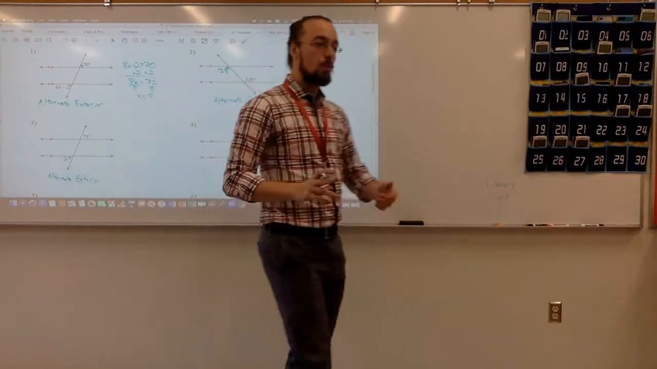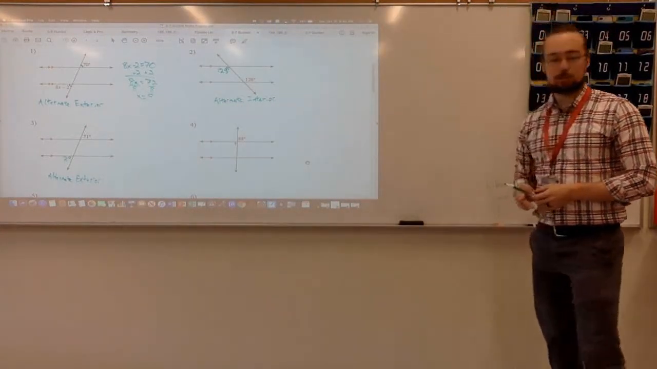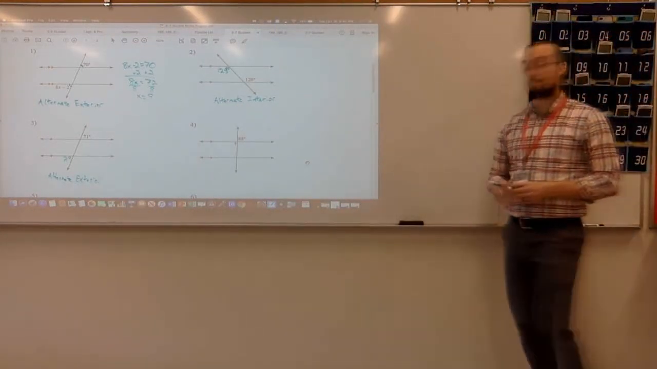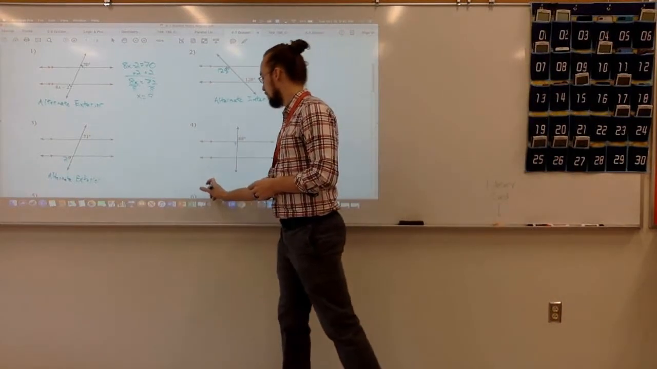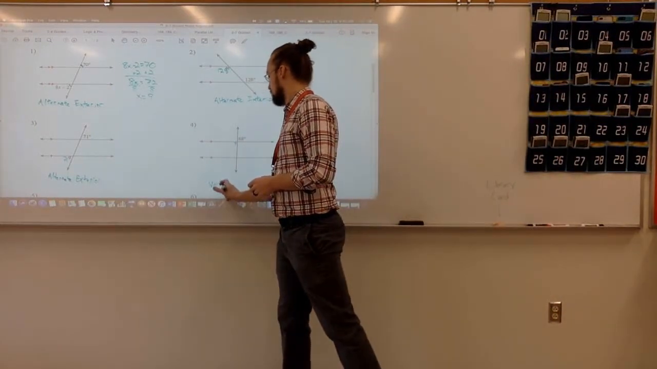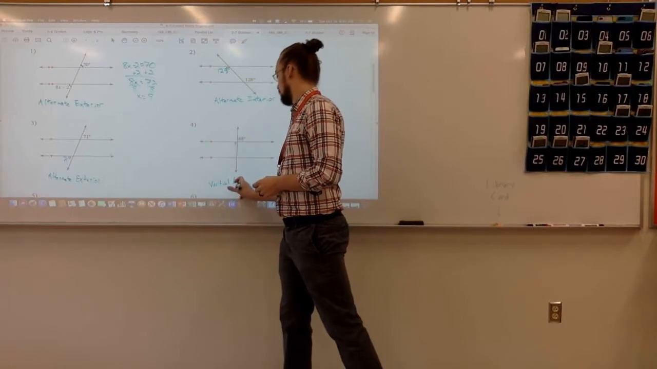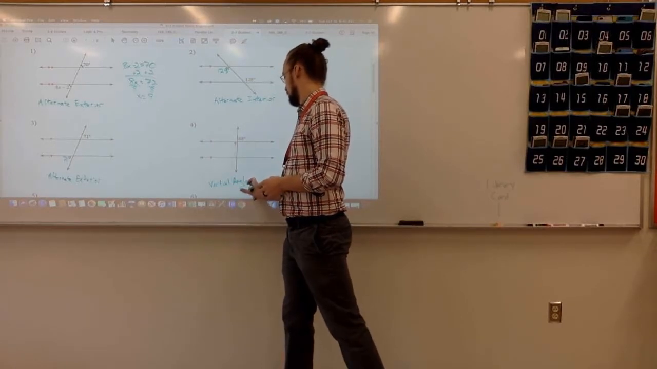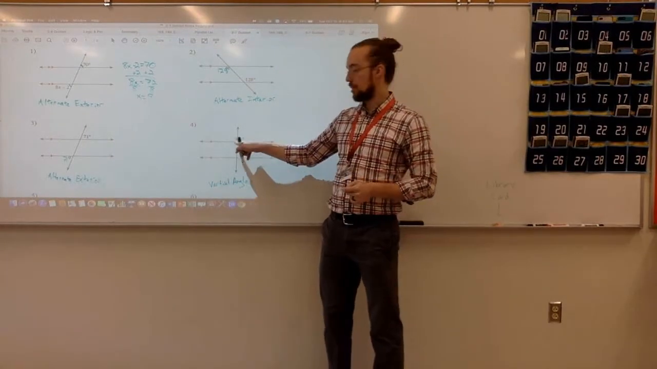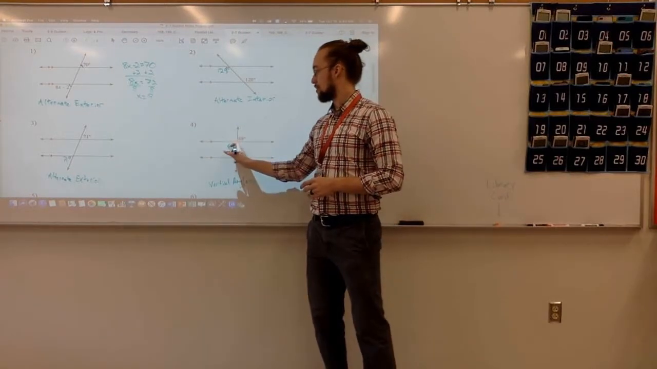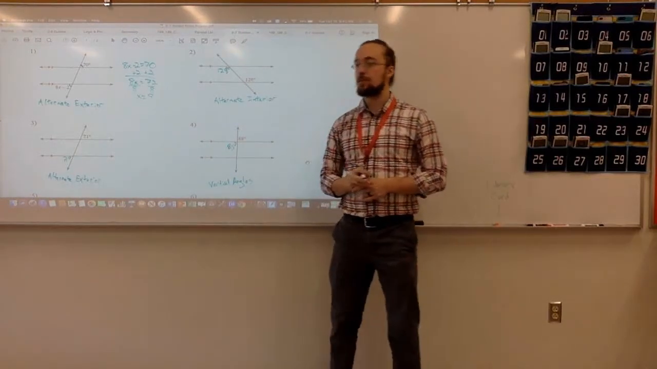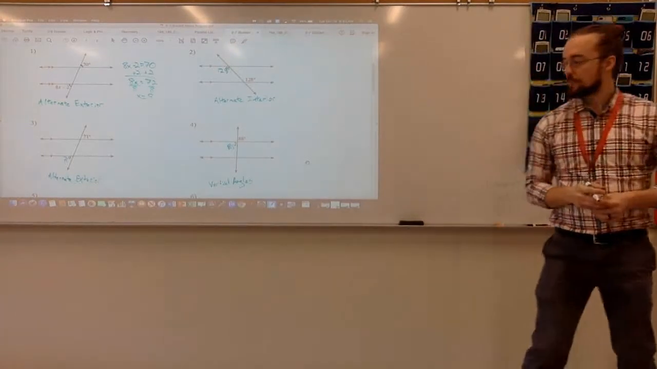How about in number 4? What would the name of that relationship be? Vertical. These are vertical angles. So what is my missing angle? If this one's 88, this one's 88. Vertical angles are the same.